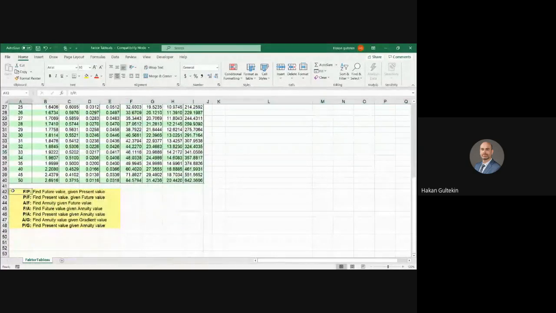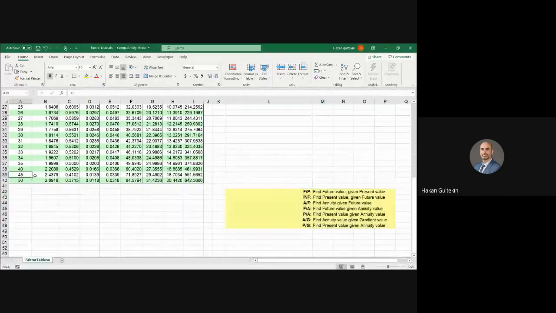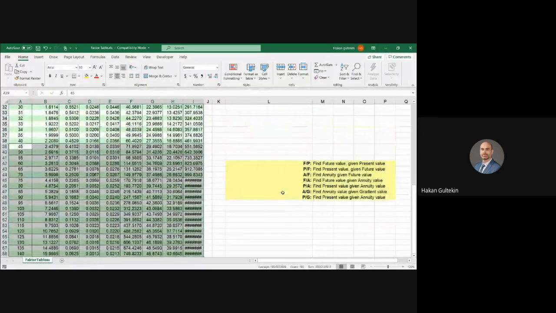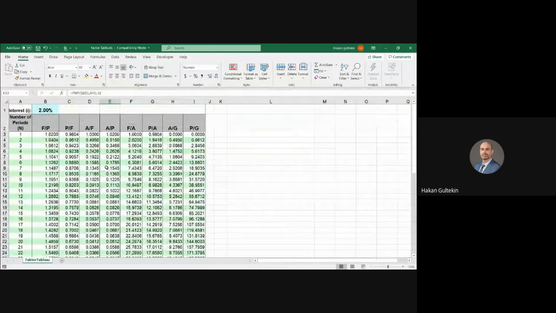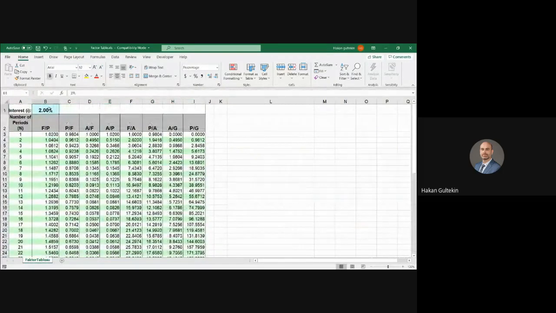And the thing is, this table is given, let's say, for 50 periods. But I want more. Maybe I want up to the 60th period. So when you just drag it down, it will fill automatically. So for any number of periods, you can calculate the corresponding factors using this Excel.